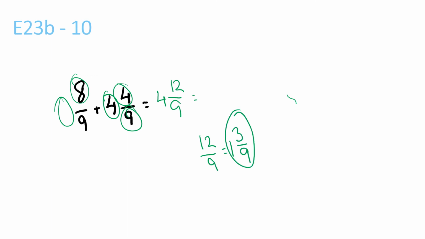over 9. 1 and 3 over 9 plus 4 is equal to 5 and 3 over 9. 3 and 9 can both be divided by 3, and that's the highest number that they can both be divisible by. So it's 5 and 1/3.